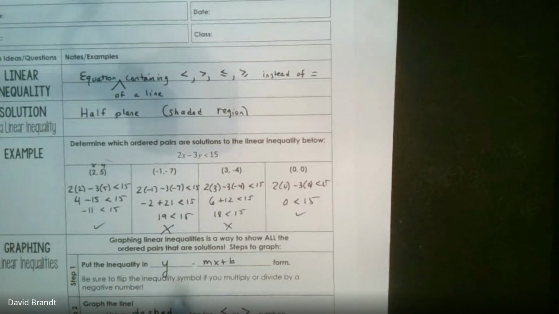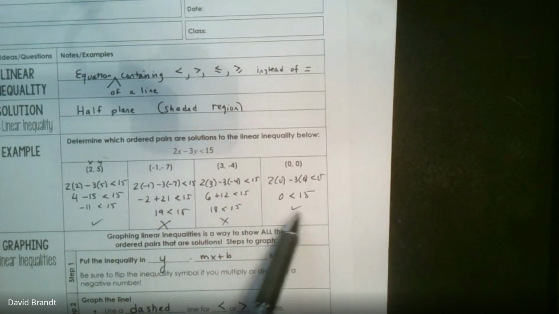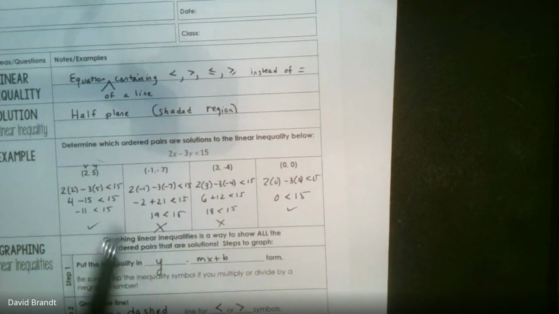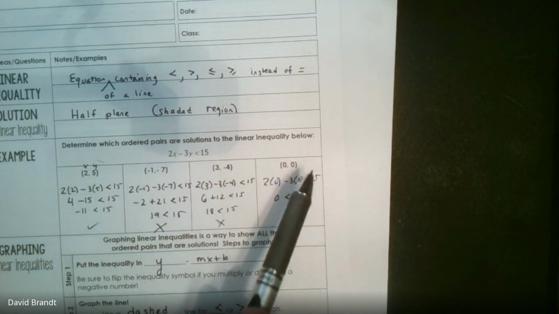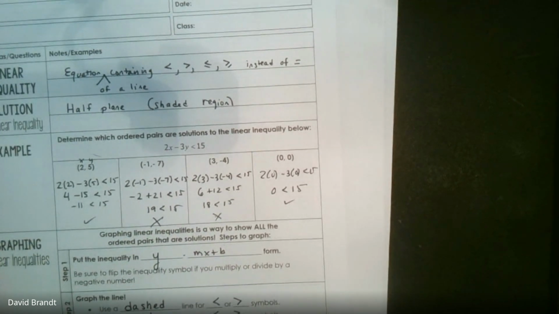All right, if you're back, once you try these 4, the 2 on the ends worked, but the 2 in the middle did not. So (2, 5) was a solution, (0, 0) was, but the other 2 were not because they did not work in that inequality.